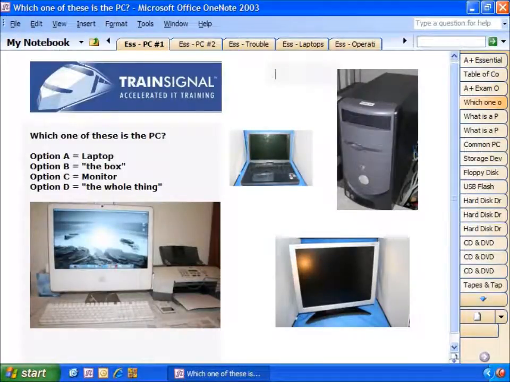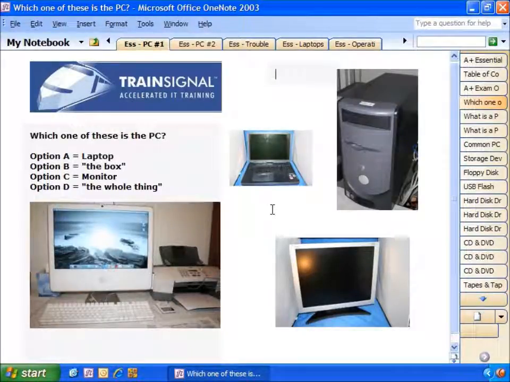So first off, let me start with a little quiz. Which one of these is a PC? Well, you've got option A, the laptop. This is the laptop right here. You've seen a laptop before. A portable computer set on your lap, carry around with you, has its own built-in battery. Is that a personal computer? Well, let's move on before we answer.